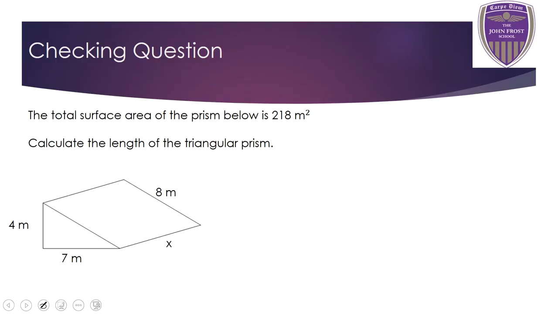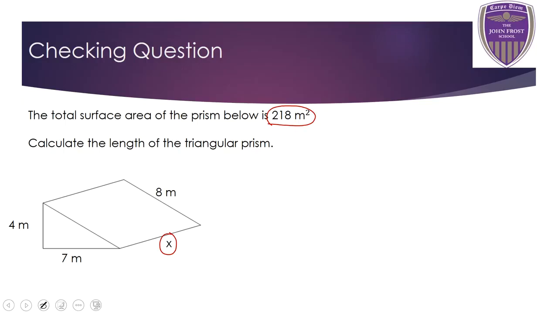Right then, let's do a final checking question for today's lesson. On this one, we can see again a triangular prism, but on this one here, we can clearly see straight away that we don't have a measurement for this side here, which is the length of the triangular prism. We are calling it X. But what I am telling you is that the total surface area of the prism is 218 meters squared. That means the 5 faces in total give an area of 218 meters squared. Can you use that information now to have a go at finding X? Pause the video and when you're ready, press play to see the solution.